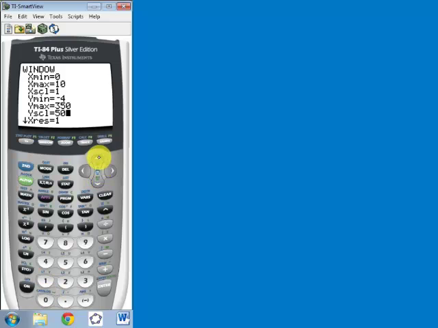Never mind the x res, I just leave it at 1 all the time. It never seems to hurt anything. And the y min, the only reason I would change the y min, I mean 0 might make sense. Maybe I'll just leave it at 0. There we go. So y min equals 0.